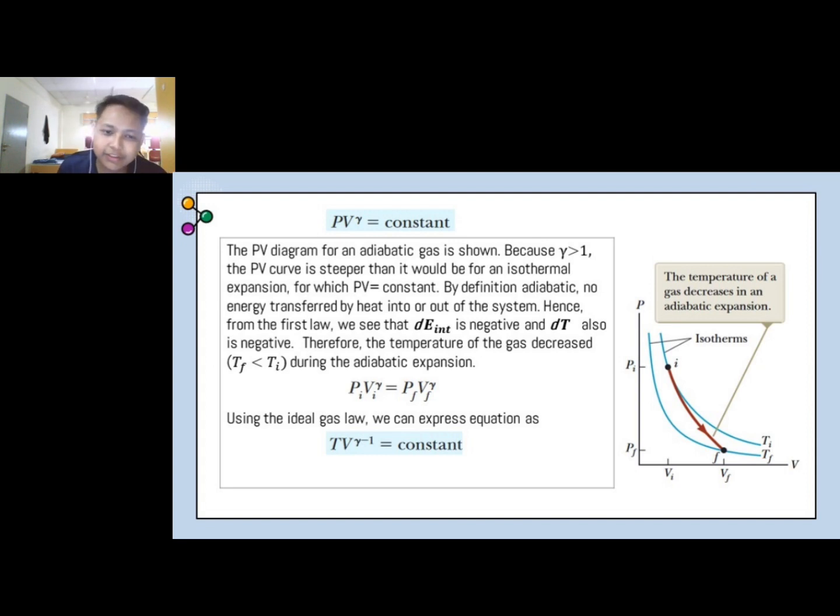By definition, there is no heat transfer, and from the graph we can see the temperature decreased, so delta E internal is also negative. During this expansion, we can equate the equation with this. We can differentiate the initial and final properties, and we can also use this equation if we only have information about the temperature and volume. Okay, that's all from me.